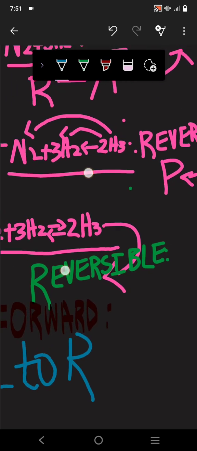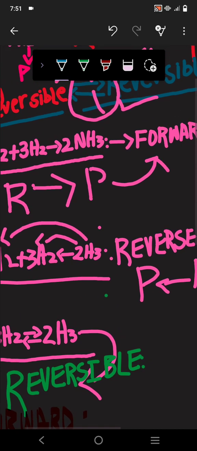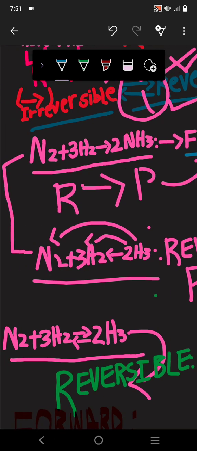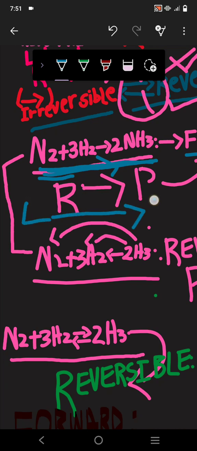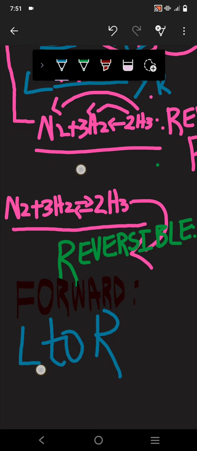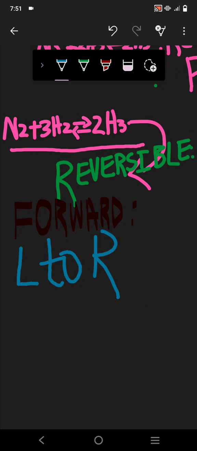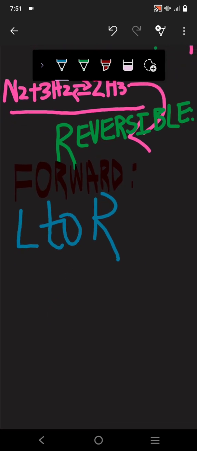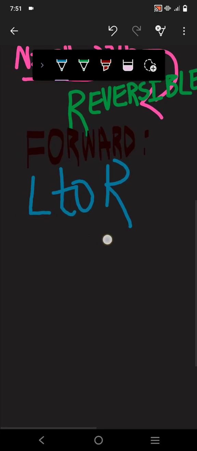Let me explain why. This is the forward reaction, we have understood it. As you can see, here is the reactant that is converted into product, so here we are going left to right. This is left and this is right. As we know, the reactant is always converted into product, so the reactant is on the left side and the product is on the right side. That is why the direction of the forward reaction is always left to right. This is the first point.